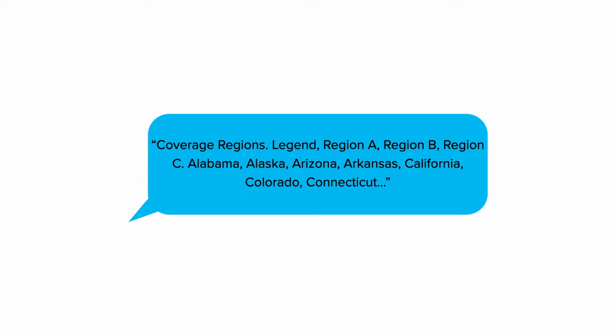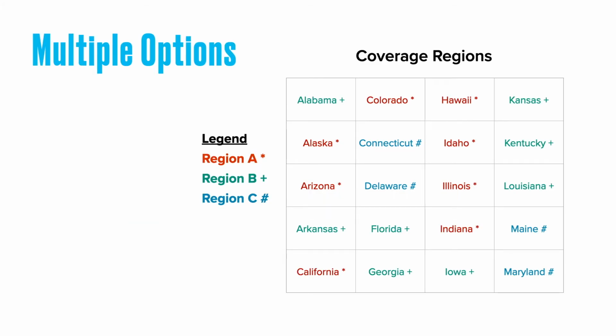So how can we fix this, and how can we make the colored table more accessible? Well, we can add another option in addition to color to show meaning. Here we added an asterisk, a plus, and a pound sign to show which region the states belong to. We still have color, but we're not totally reliant on color to communicate what we're talking about.